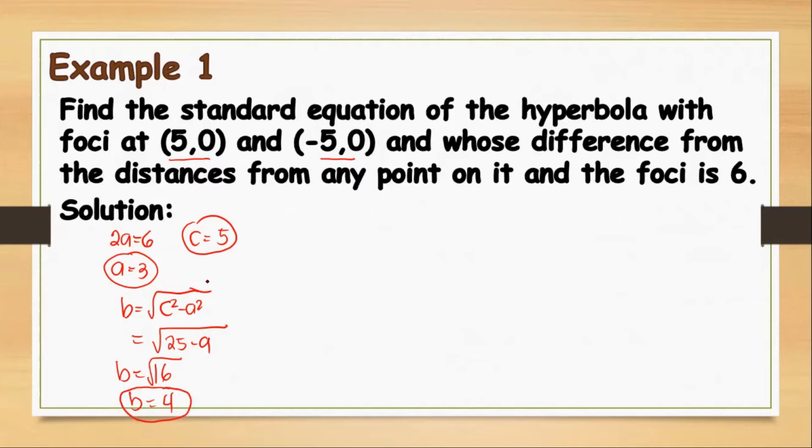Okay, so that's it. We have our a, we have our b, so it will be easy for us to write the equation. And since our foci are on the x-axis, we have x squared over 3 squared, which is 9, minus y squared over b squared, which is 16, equals 1. This will be the standard equation of our hyperbola given these conditions above.